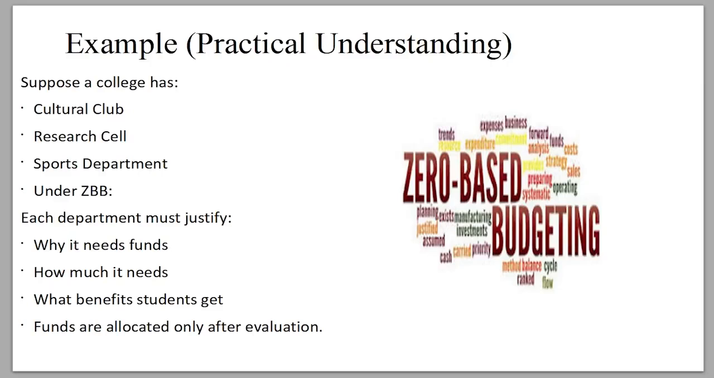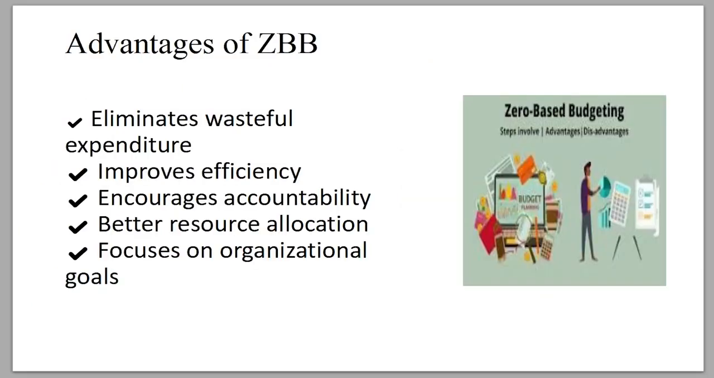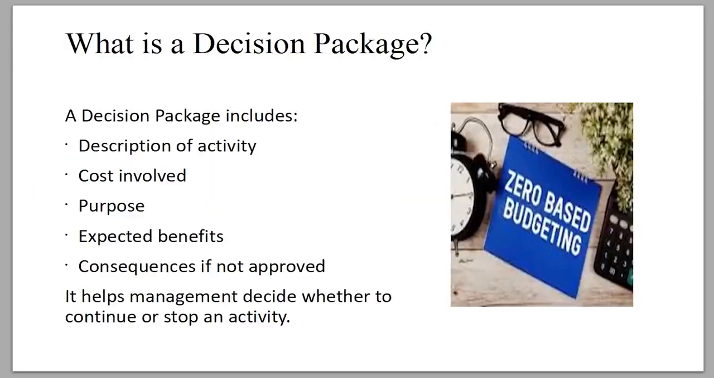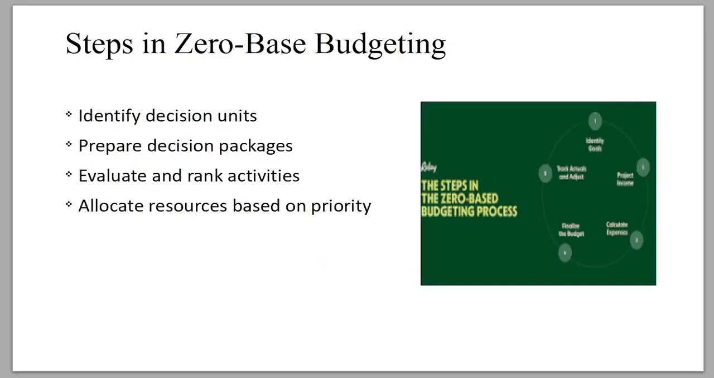Step 3, evaluation and ranking. All activities are compared. Then they are ranked according to priority. High priority get funds first, low priority may not get funds. Step 4, allocation of funds. Money is allocated based on ranking, not based on past spending. Understand the difference. Very important.